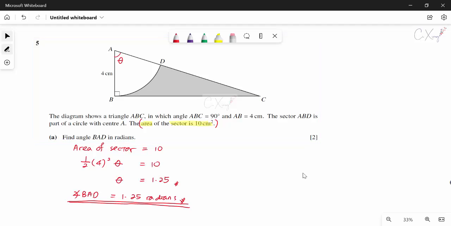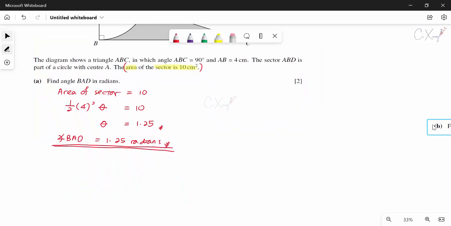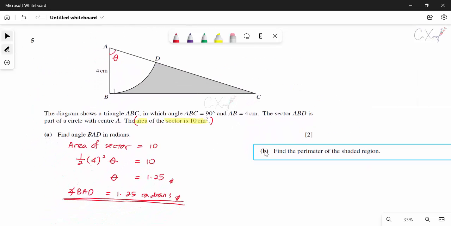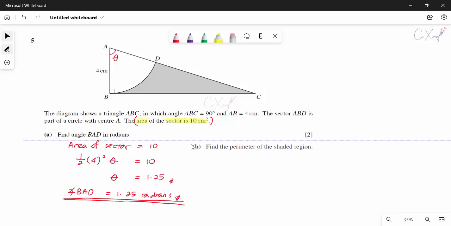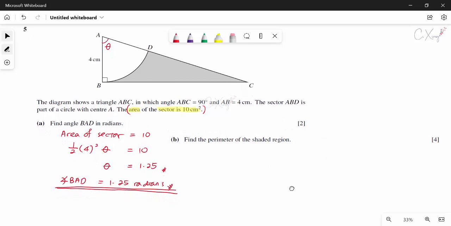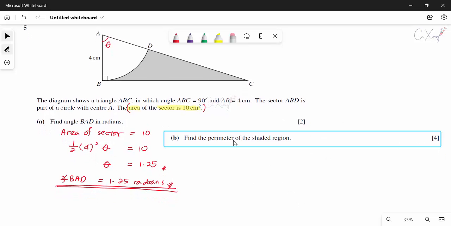Alright, then now let's continue to part B. Maybe for part B, I try to put it here. It is 4 marks. For part B, generally they want us to find the perimeter of the shaded region.